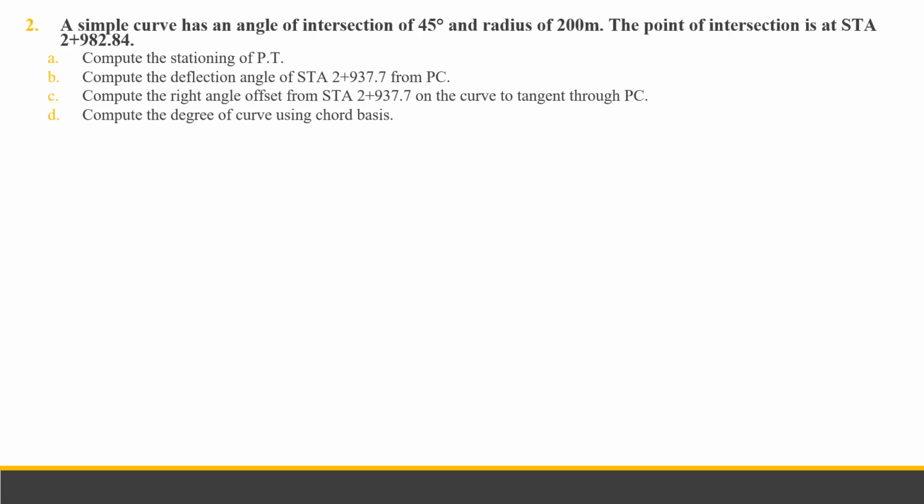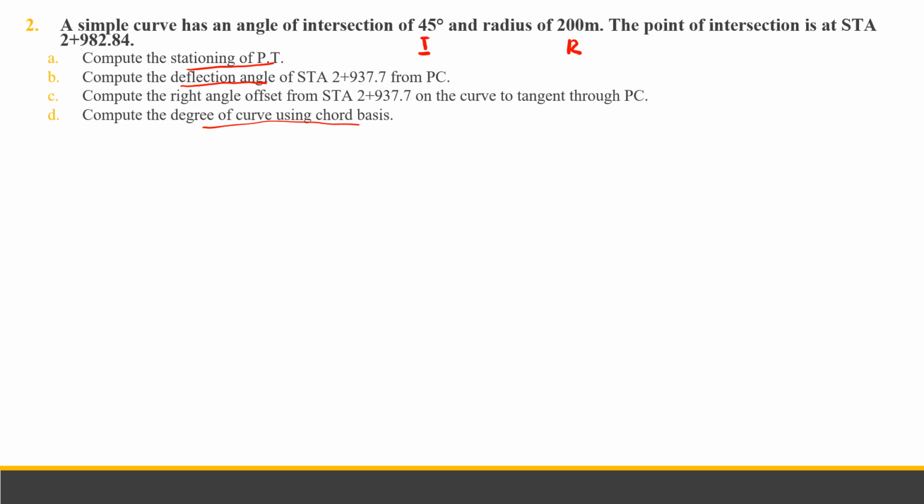Now, for the second problem, a simple curve has an angle of intersection I equals to 45 degrees and radius 200 meters. So the point of intersection, yung PI natin, is at station 2 plus 982.84. So first is compute the stationing of PT, the deflection angle at station 2 plus 937.7 from PC, the right angle offset from station 2 plus 937.7 on the curve to the tangent PC, and then compute the degree of curve using chord basis.